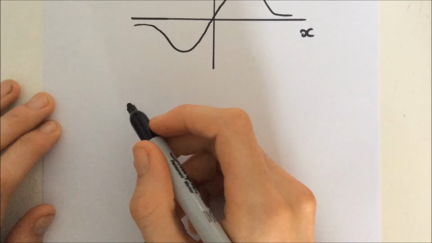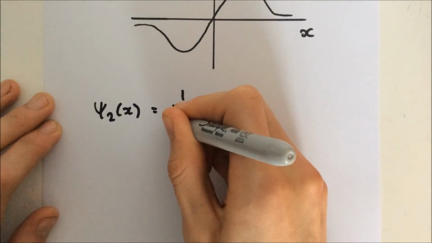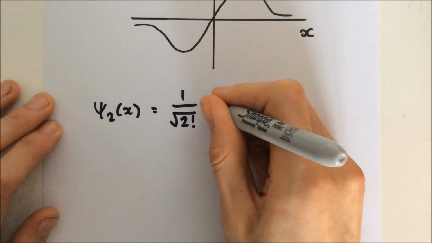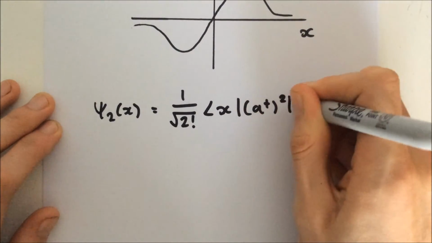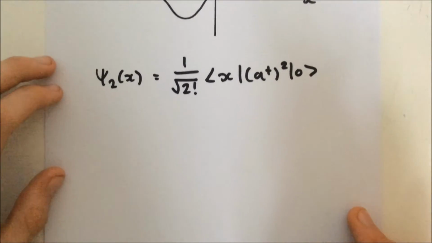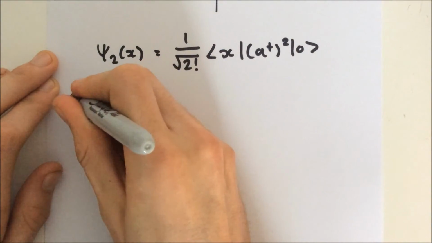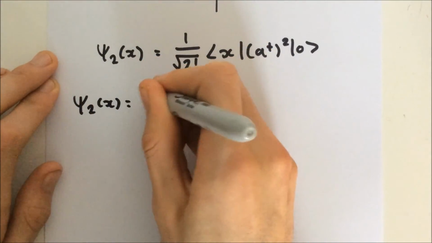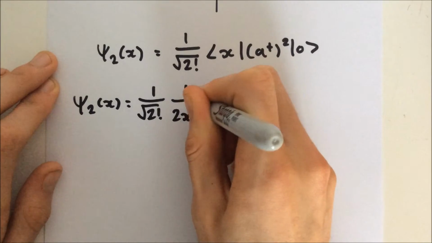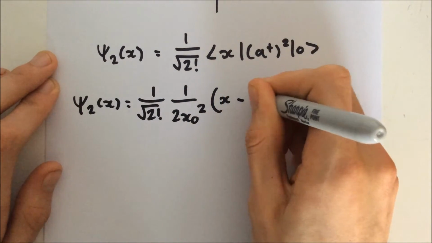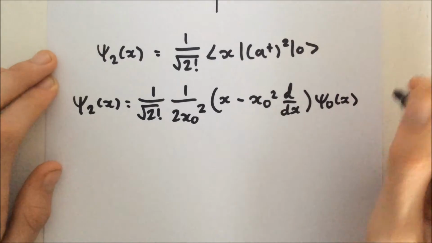We can find the second wave function using this formula: 1 over the square root of 2 factorial, then we have (a dagger), our creation operator, squared, acting on the ground state. We looked at that in part 1. Substituting for a dagger, the equation becomes psi 2(x) equals 1 over root 2 factorial, then 1 over 2x naught squared, multiplied by (x minus x naught squared d/dx) squared, which of course acts on the wave function psi 0(x).